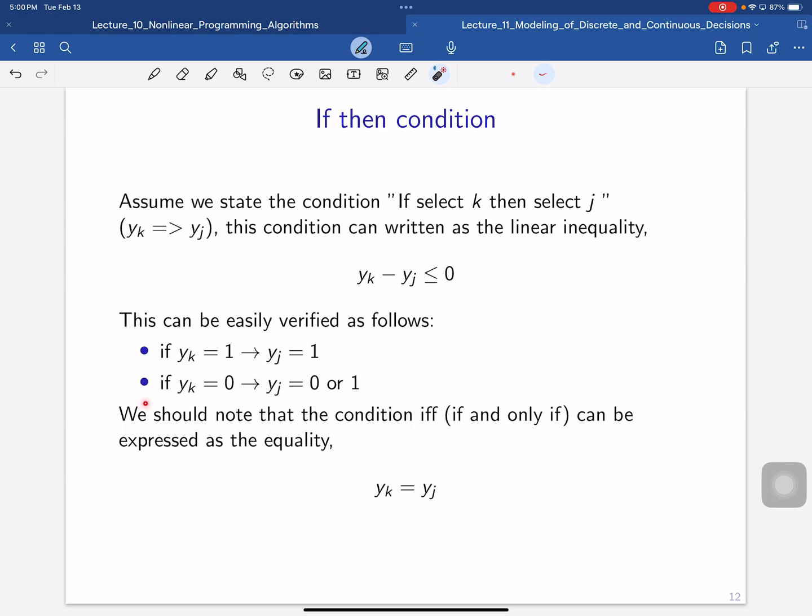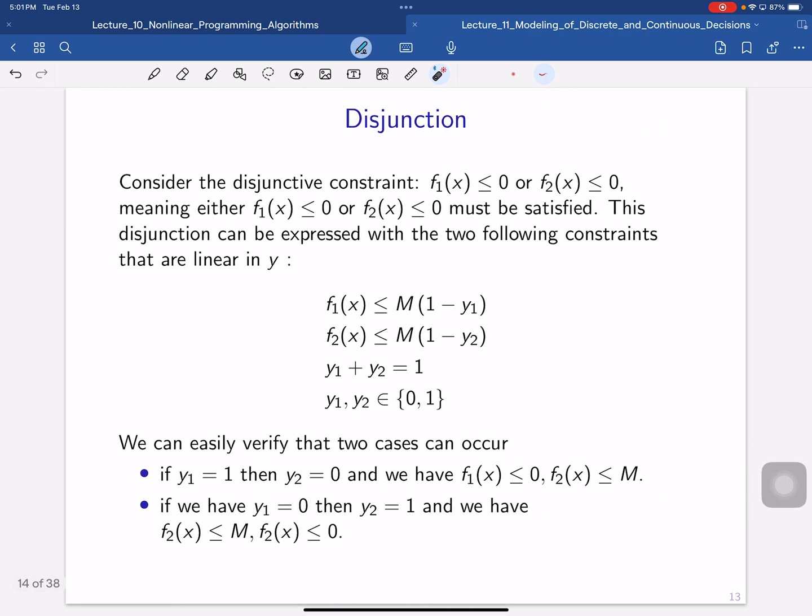On the other hand, if yk equals 0, then it does not imply anything. yj can be either 0 or 1. This constraint just reduces to yj greater than or equal to 0, and that means it doesn't constrain yj at all. And if you want to express an if and only if condition, then you can just use yk equals yj. Those simple instances should be straightforward.